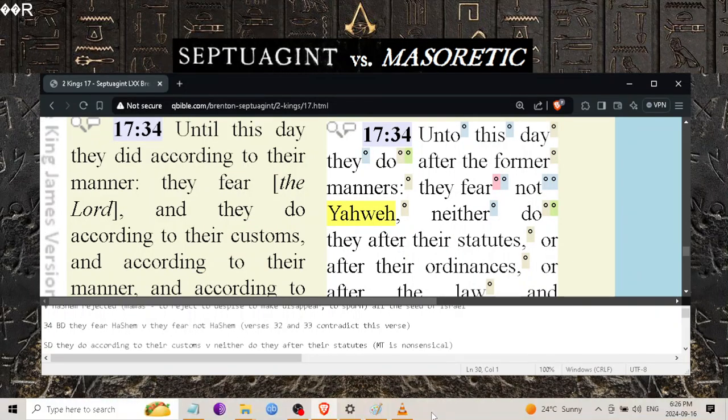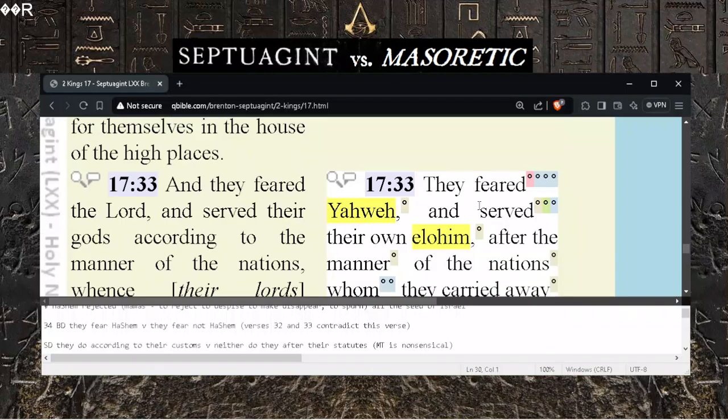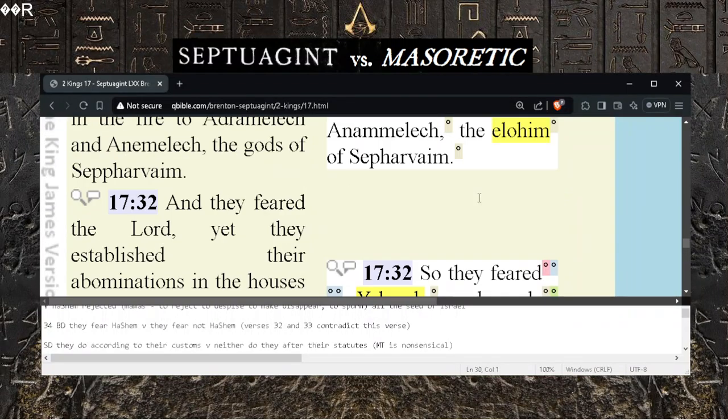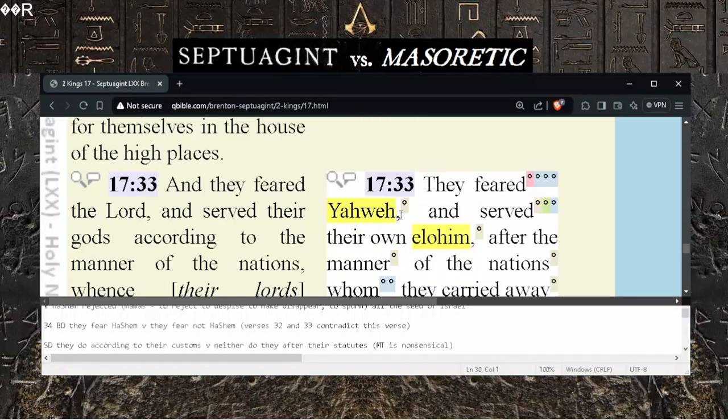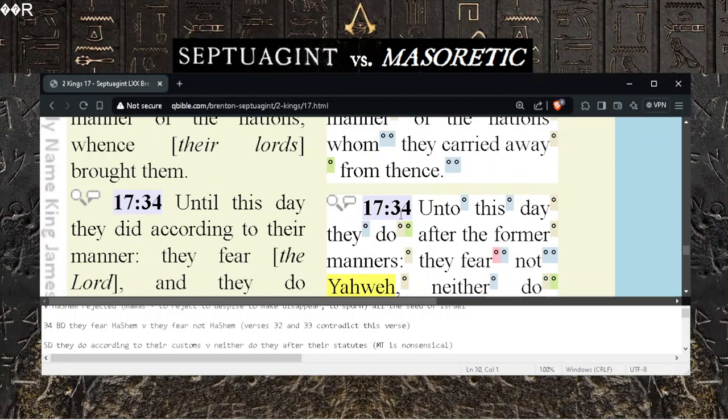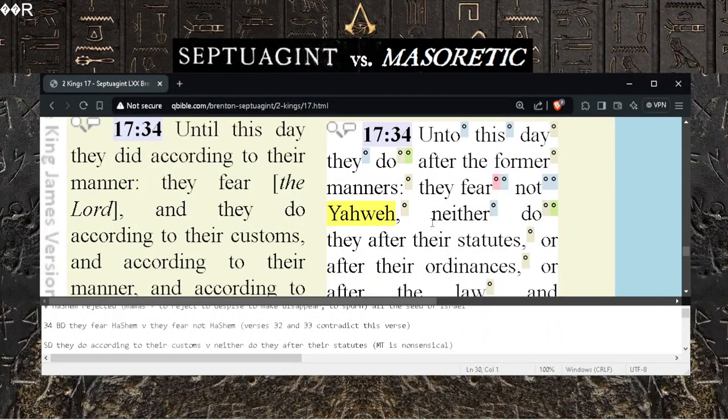Verse 34 talks about how these people, these Babylonians from these various cities or areas, in the Masoretic it states that they do not fear Hashem. Okay, this is one of the kind of satanic lies, because all you have to do is add a not. It's very subtle, and then it changes the whole story. What we read in the Septuagint, however, is they fear Hashem. They do fear him.